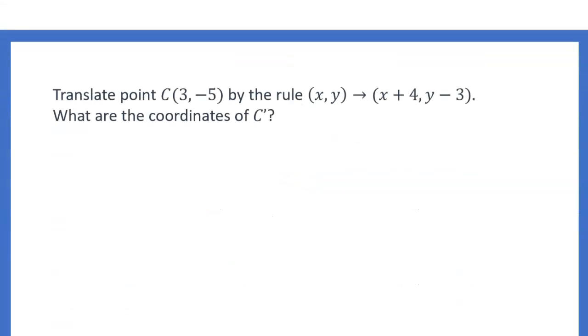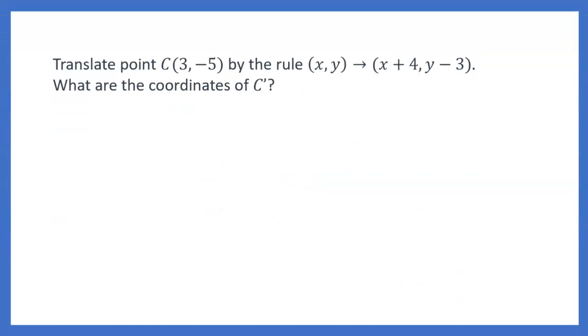Let's try another one. Translate the point C, 3, negative 5, by the rule (x, y) goes to (x plus 4, y minus 3). What are the coordinates of C prime? Pause the video. Try that one on your own.